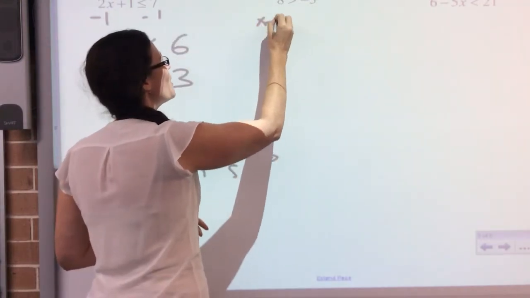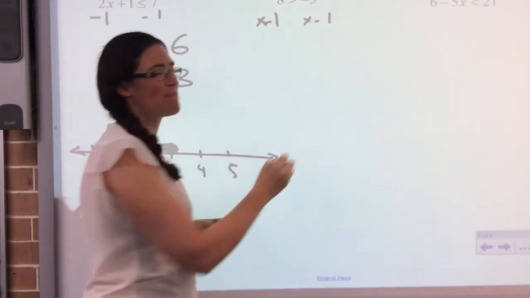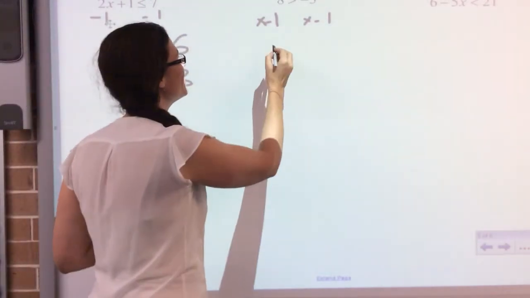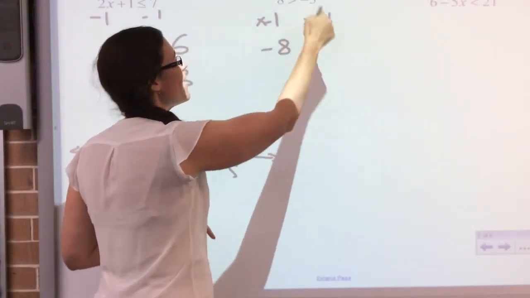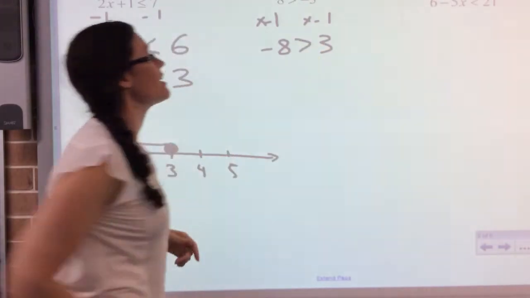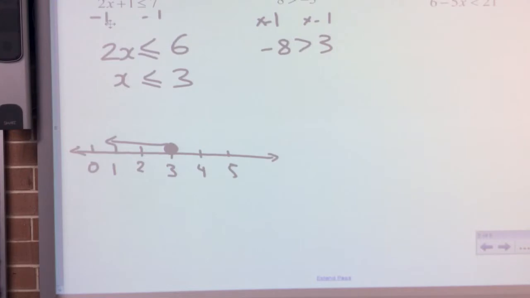Alright. The whole point is it's any negative number. Let's multiply by negative 1. What's 8 times negative 1? What's minus 3 times minus 1? 3. Okay, is this statement true? No. So if I have multiplied by a negative number, it makes the statement false.